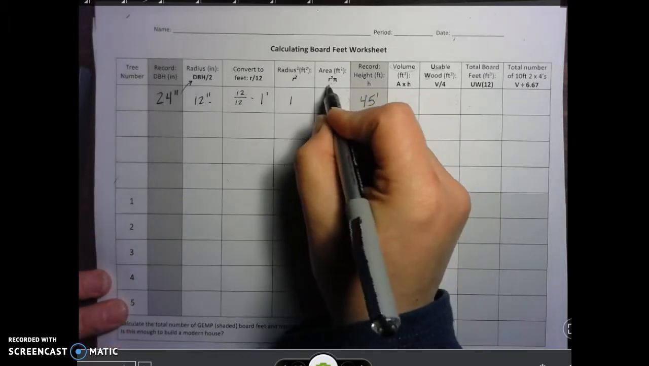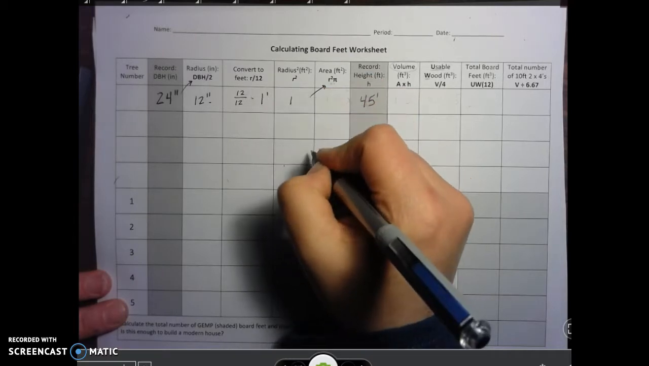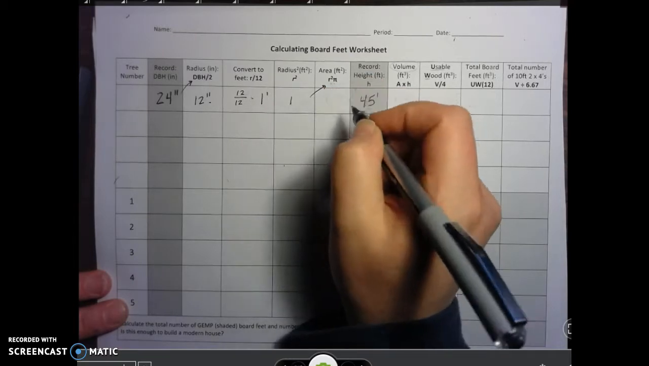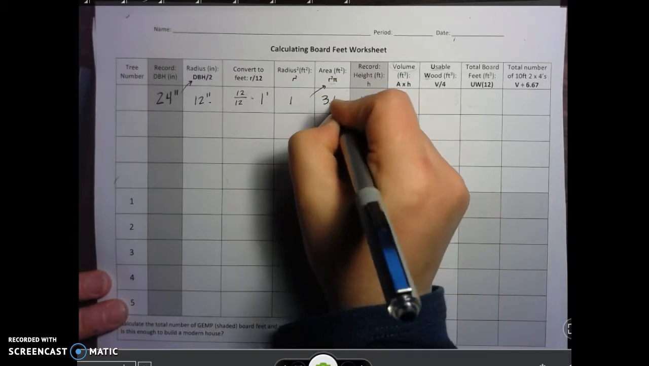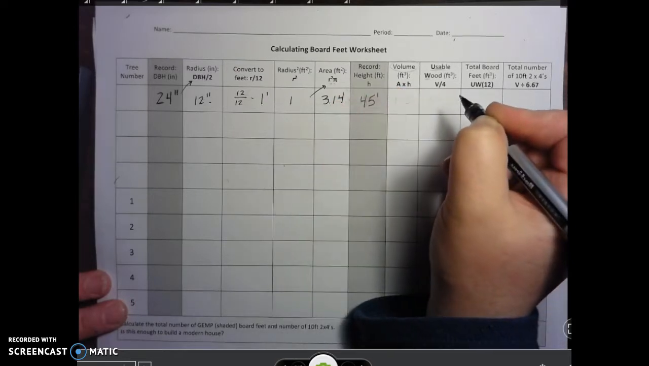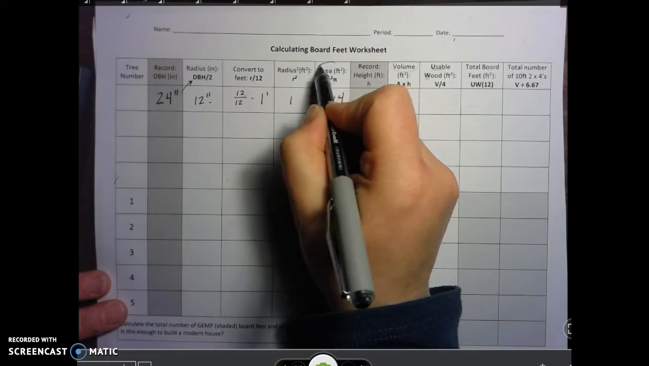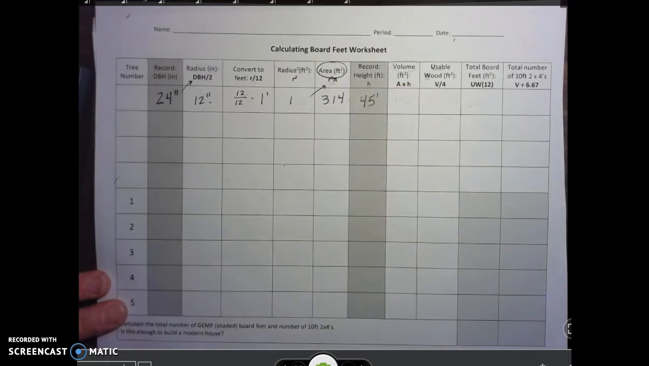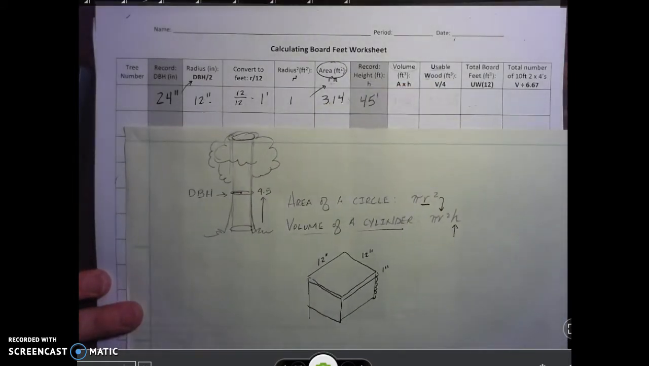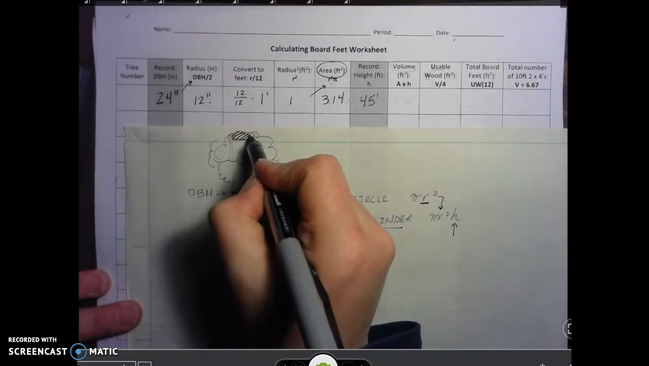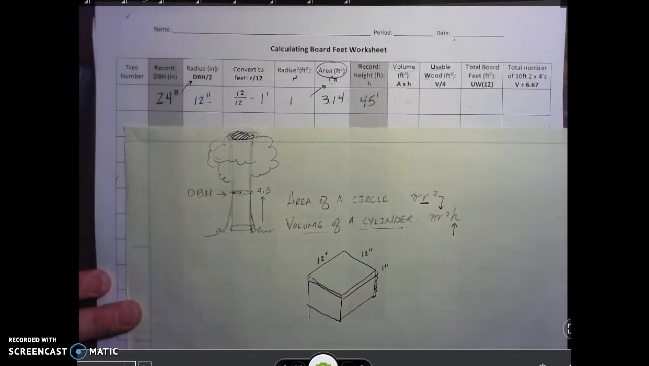Then we take our radius squared and we multiply it by pi, which is 3.14. And so of course we are now going to have 3.14. So we have just now calculated the area of our circle. If we refer back to our diagram, the area of the circle that's at the top of the cylinder, we just calculated that area, and it is 3.14 foot squared.